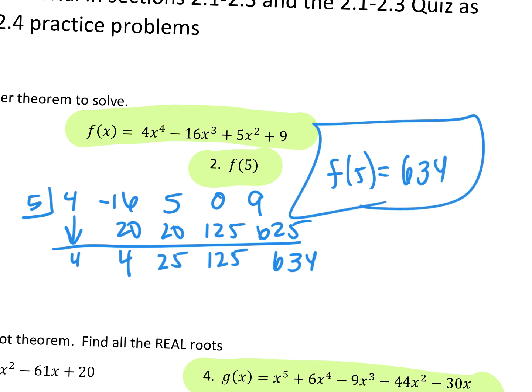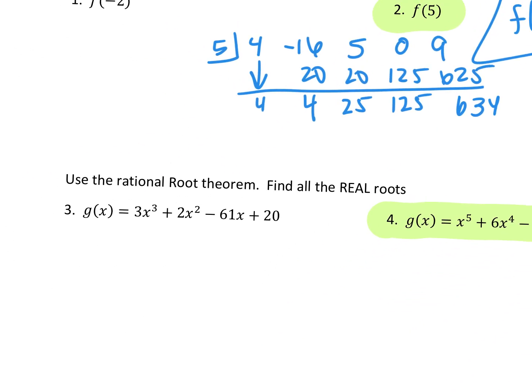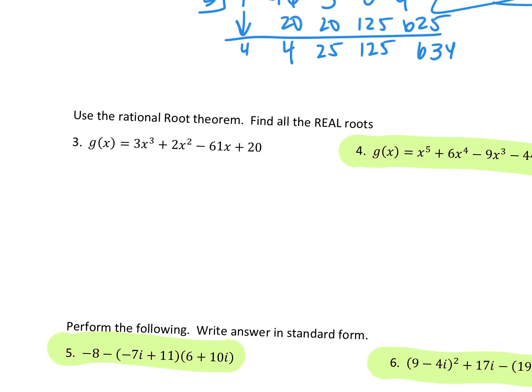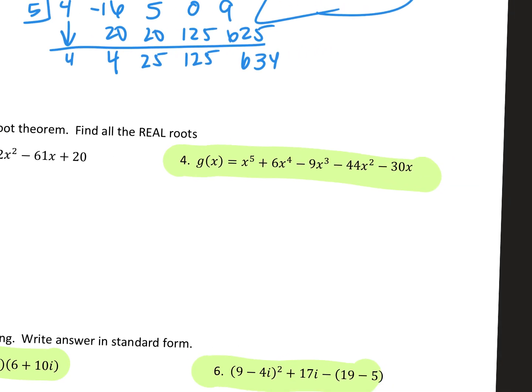When I'm done, I'll even pull up the test and tell you stuff that you don't have to worry about. Okay. On the review, there's 2 of these rational root theorems. Find all the real roots. If you guys notice here in example 3, the leading coefficient is 3. It's not a 1. You will not have one like that. You will have one similar to number 4 where the leading coefficient is 1. So you don't have to worry about fractions and all that.